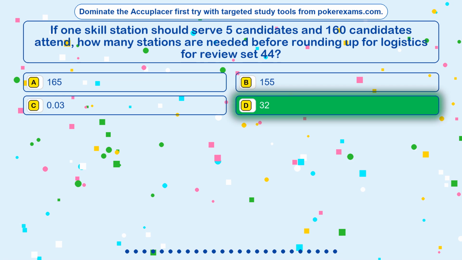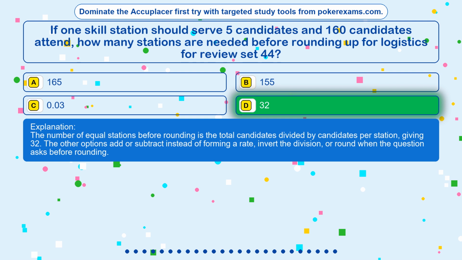The correct answer is option D, 32. The number of equal stations before rounding is the total candidates divided by candidates per station, giving 32. The other options add or subtract instead of forming a rate, invert the division, or round when the question asks before rounding.